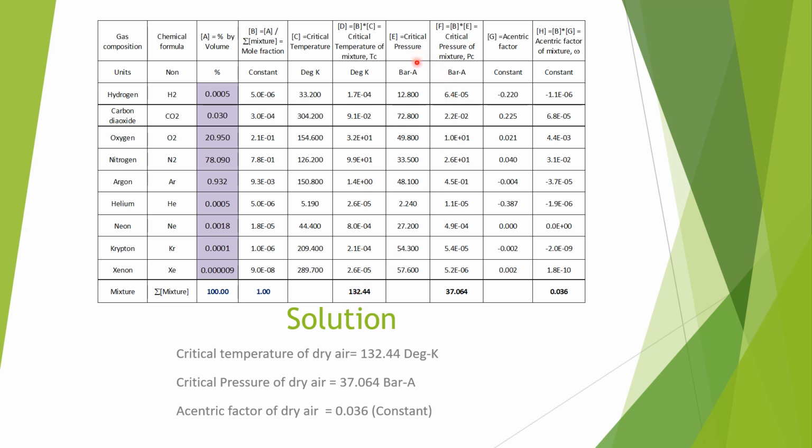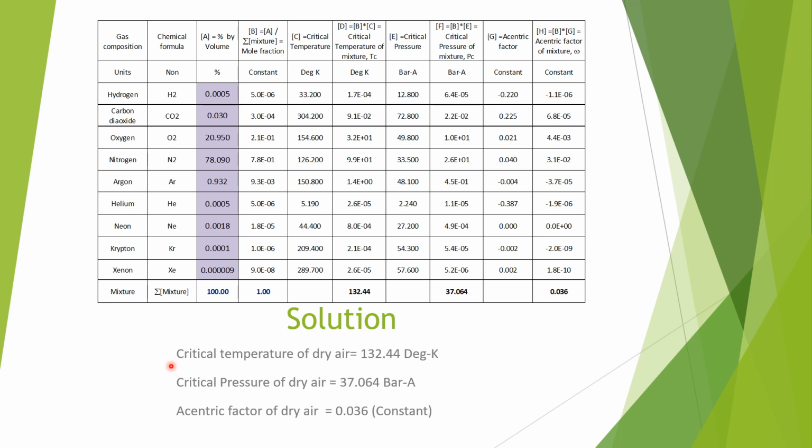Similarly, E is the critical pressure, multiplying B into E will give column F, and the summation of all these will give the critical pressure of the mixture. G is the eccentric factor, multiplying B into G and adding all will give the eccentric factor of the mixture. So the critical temperature of dry air is 132.44 degrees Kelvin.